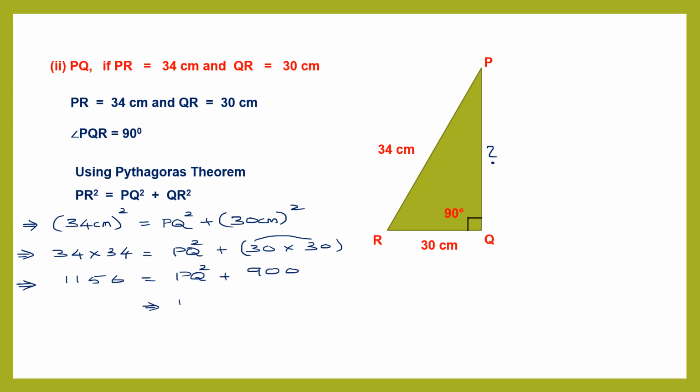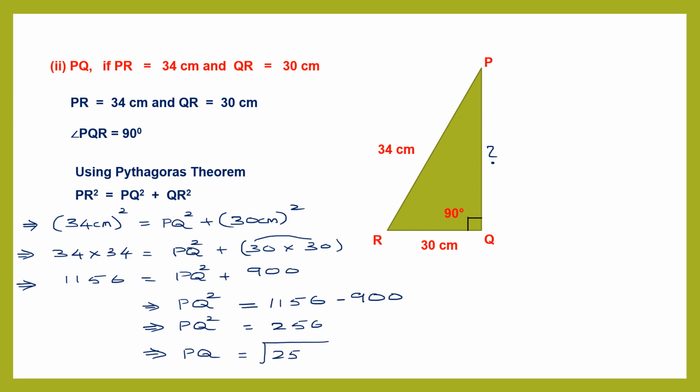Now we are going to keep only PQ square here. So on the other side, we already have 1156, which I'm going to write here. That is 1156. Now I'm going to transpose this plus 900. It is on this side, I'm going to take it to the other side. So it becomes minus 900. So now PQ square is equal to 1156 minus 900, which is equal to 256. Now we need to find PQ, and PQ is equal to the square root of 256.